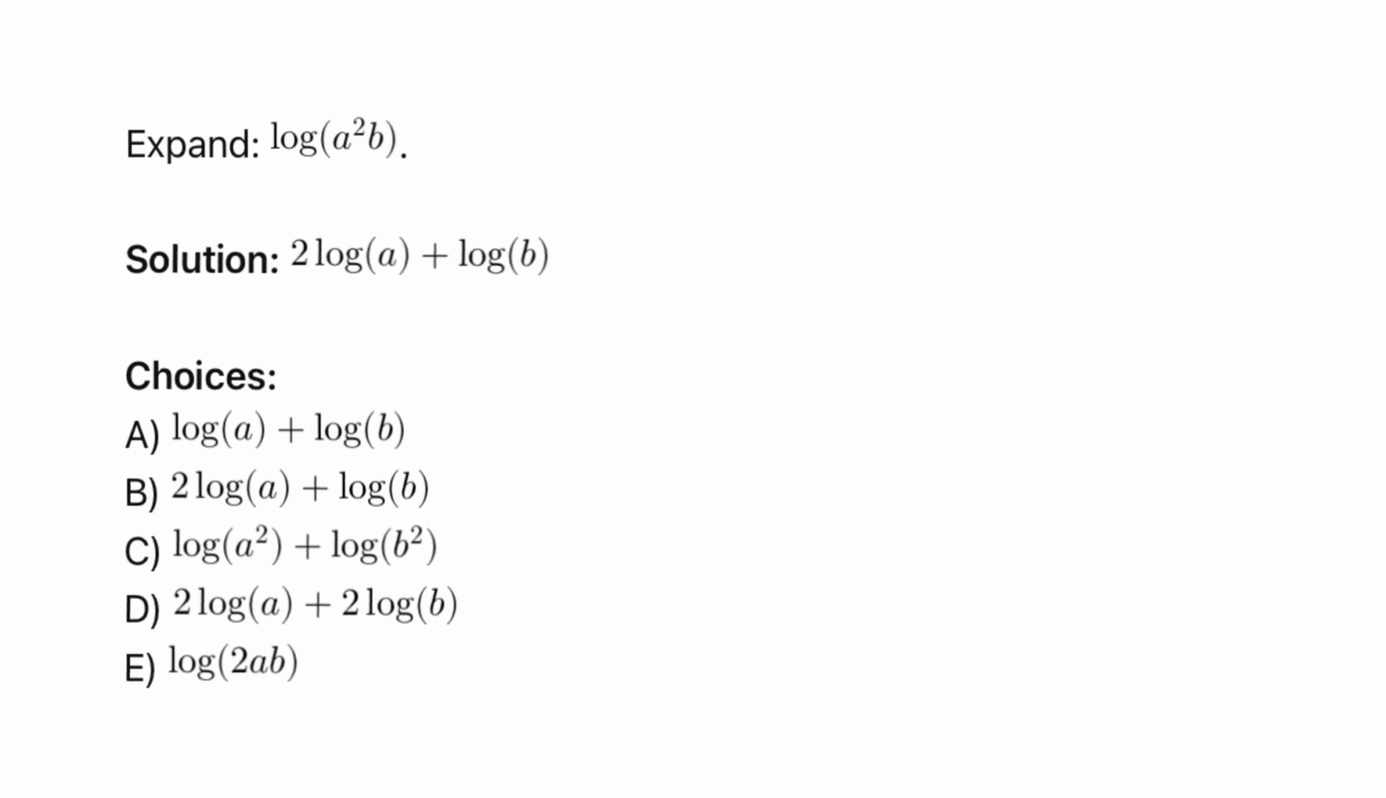All right. So the answer to this one is just going to be pretty simple. We take the 2 on the A and put it in front, and we get log of A. But since these were multiplied, we simply add them. 2 log A plus log of B, making the correct answer B.